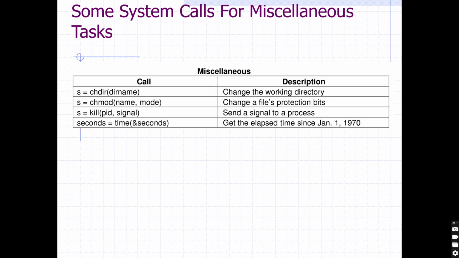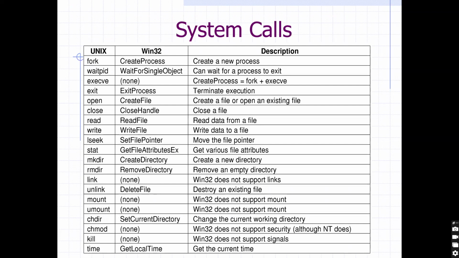Then there are some miscellaneous system calls. Let us say if you want to change the working directory, the chdir system call is used. All these are standard system calls. No system call is designed by the user. Chmod, if you want to change the permission of the file, then chmod is used. Kill is used to kill the process. Then time. So there are various system calls. For every action I told you, there is a system call. These are some of the system calls.